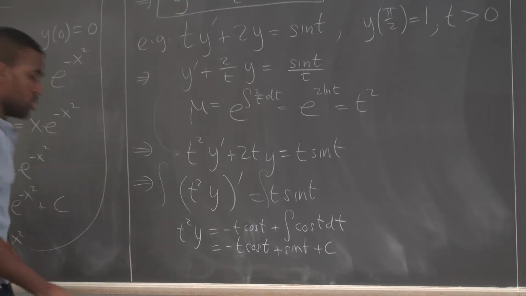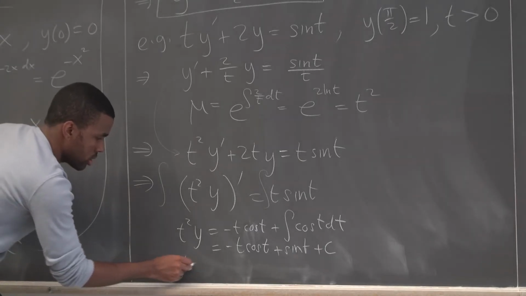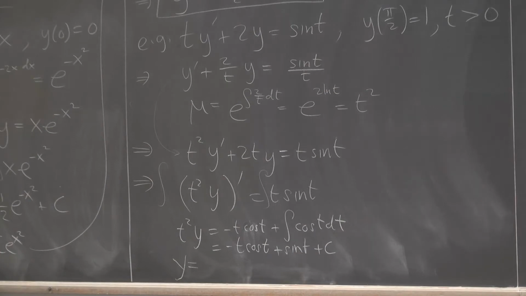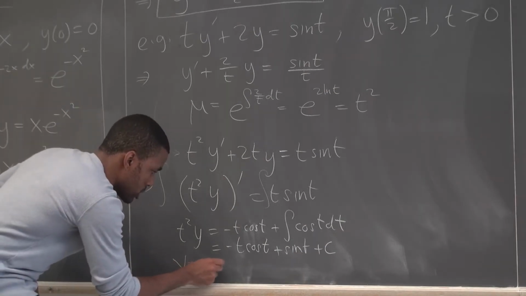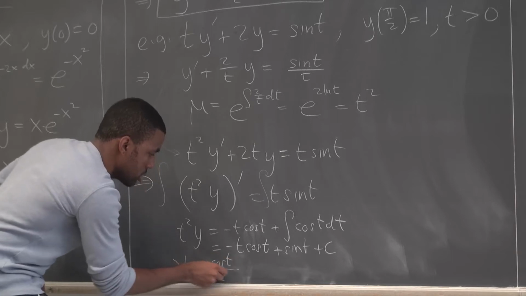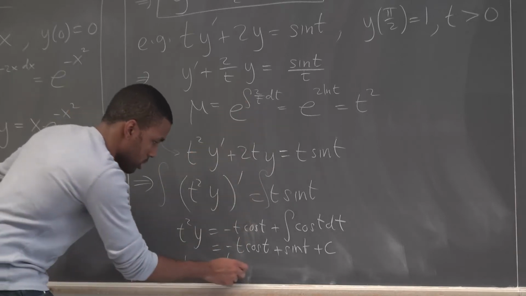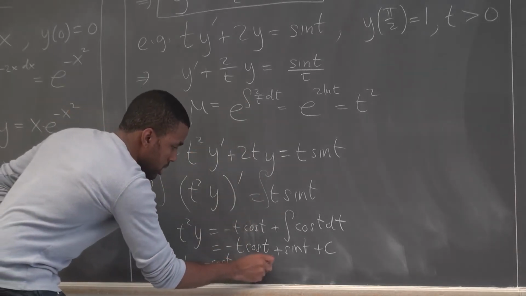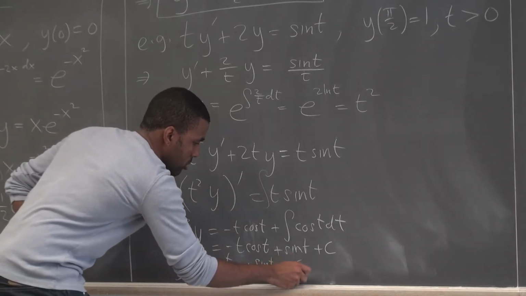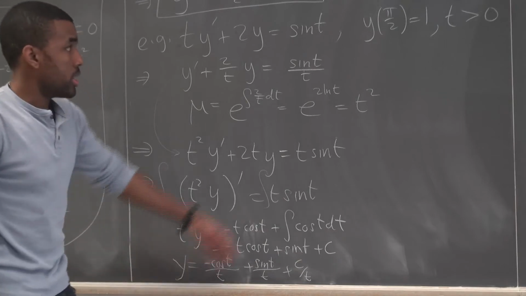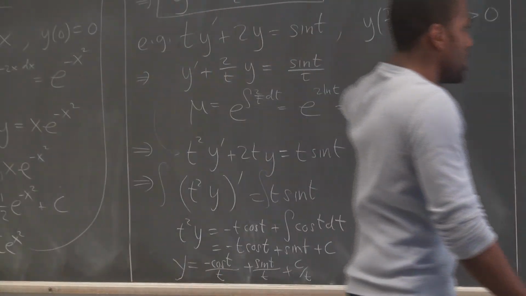And so our y would be, I would divide by t squared. So I would get minus cosine t over t. I'm going to rewrite it over there. Plus sine t over t squared plus c over t squared. I need to find the constant because they gave me an initial condition.